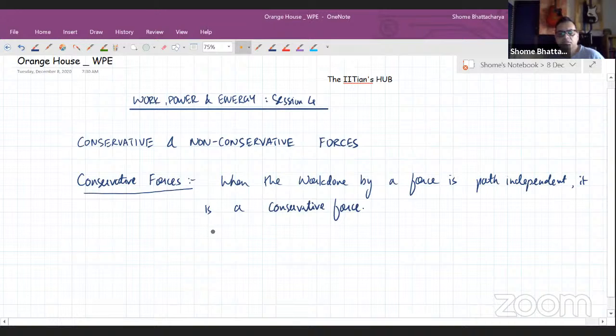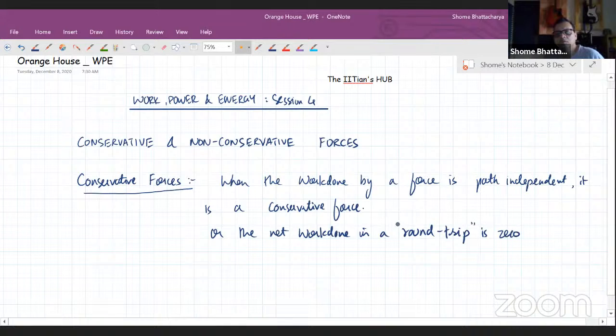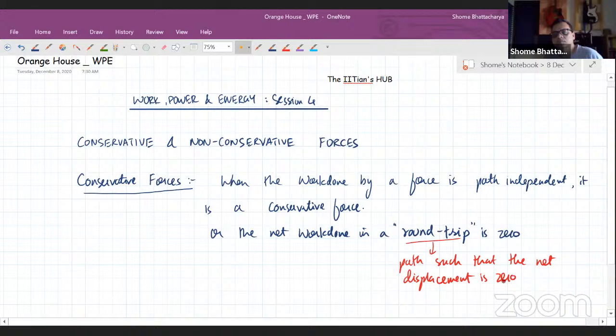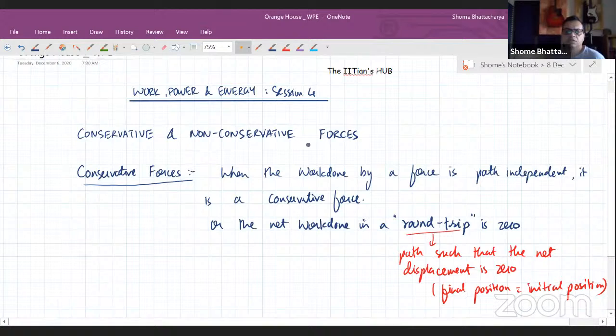Or another way to define it is that the net work done in a round trip is zero. So what is a round trip? A round trip is a path such that the net displacement is zero. Or in other words, final position equals the initial position. Okay. So this was the definition of conservative force. Just make a run through of this once more.